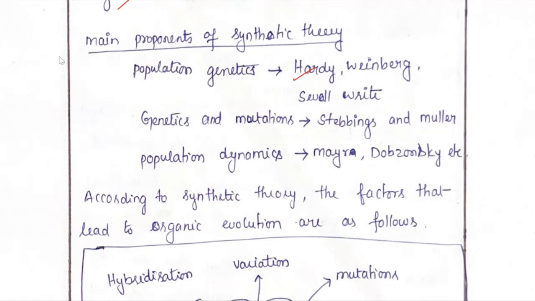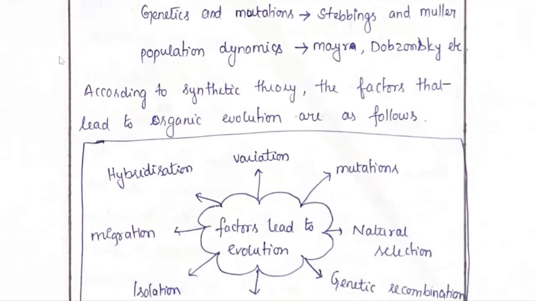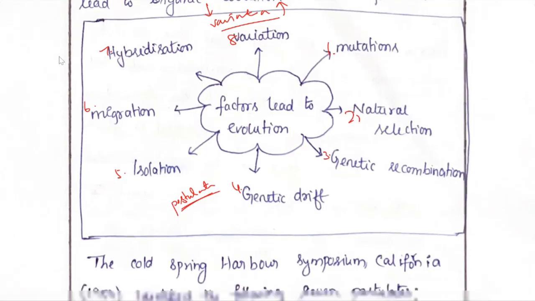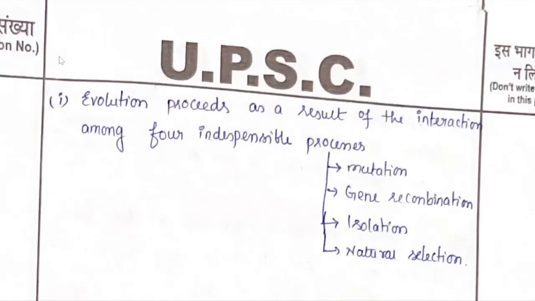According to this theory, the factors that have contributed to the variations, and in turn these variations led to organic evolution, are mutations, natural selection, genetic recombination, genetic drift, isolation, migration, hybridization and variations. Now, the postulates were not available anywhere. So I did a little bit of research and found that there was one symposium, the Cold Spring Harbor Symposium, which happened in California in 1959. It identified 7 postulates. So let us look at those 7 postulates.